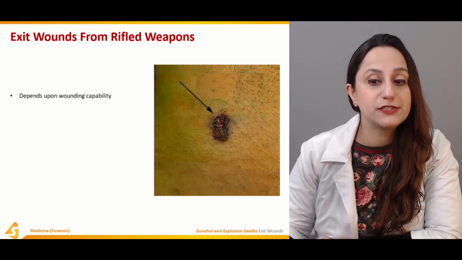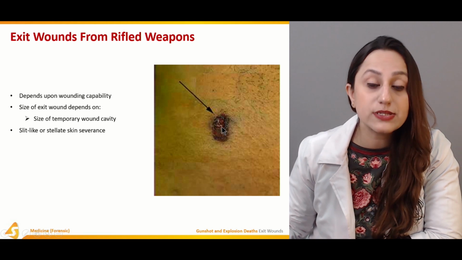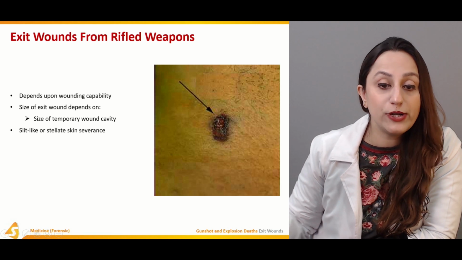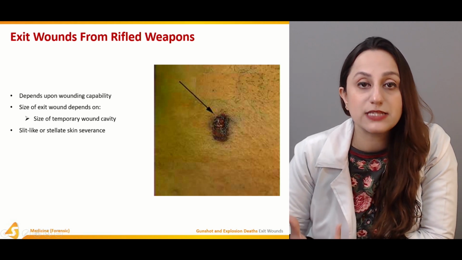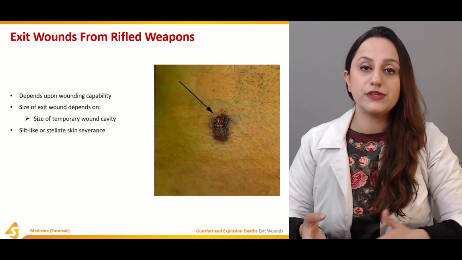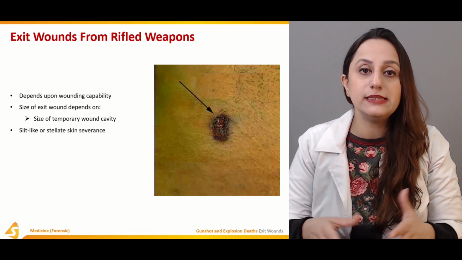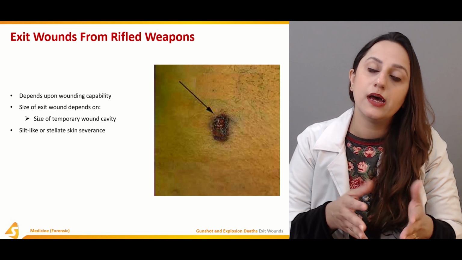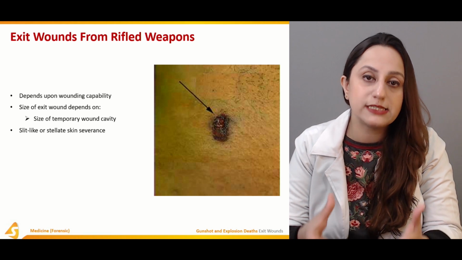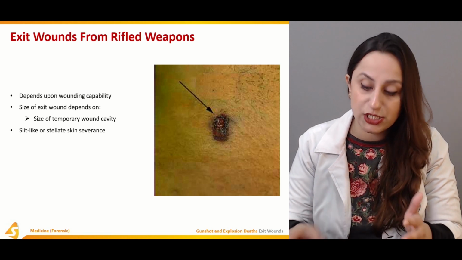Exit wound from a rifled firearm, as can be seen here, and we'll quickly go through the characteristics of these exit wounds from rifled weapons. It depends upon the wounding capability of the weapon that has been used to create the injury. The size of the exit wound depends upon the size of the temporary wound cavity. So the wound cavity that was formed after the bullet entered the human body, how much cavitation it has caused, determines the exit wound. The size of the exit wound depends upon this cavitation factor.